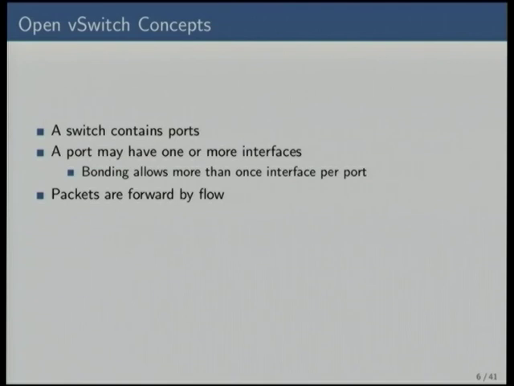So there's a few concepts you need to understand in order to be able to discuss what Open vSwitch does and how it works. So a switch contains ports. If we think of a physical switch, I'm sure you've all seen one, that would be the holes where you plug in the Ethernet cables. Actually, that's not true. The holes would be the interfaces. A port may have one or more interfaces. The difference between a port and an interface is that you can use a technology like bonding to create a port that uses multiple interfaces. Usually, each port has one interface, but you may have more than one.